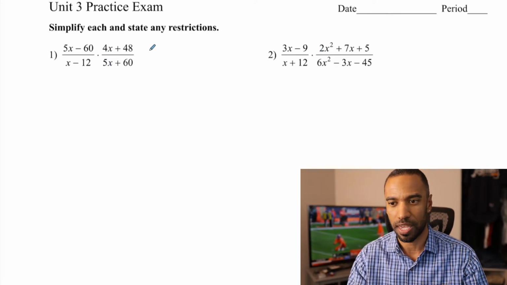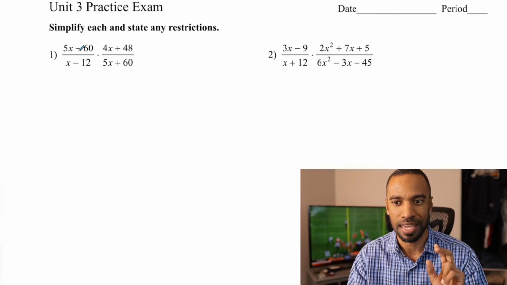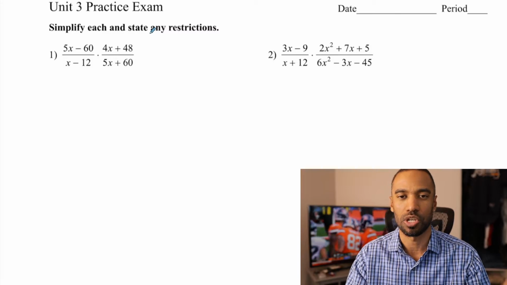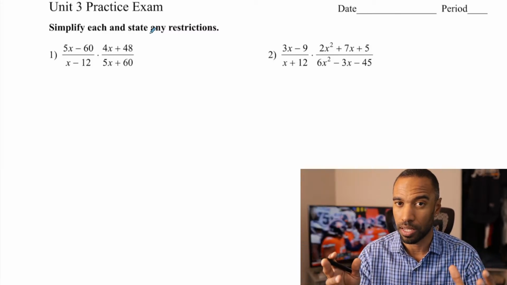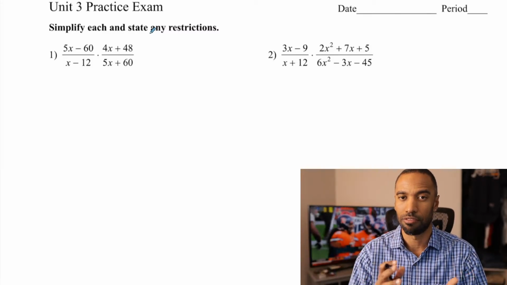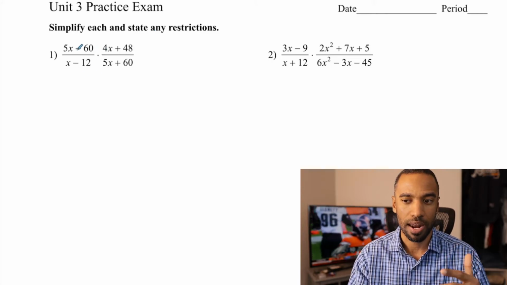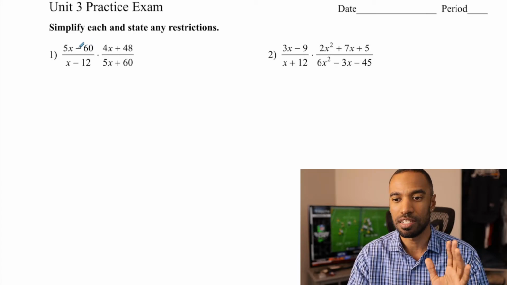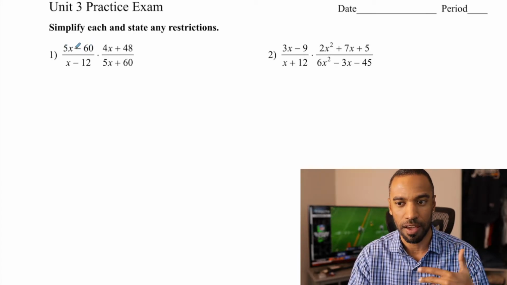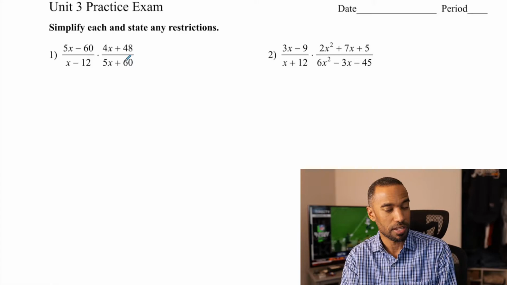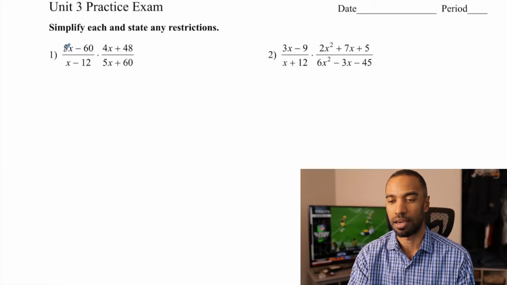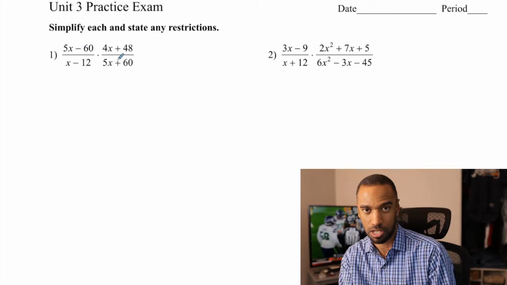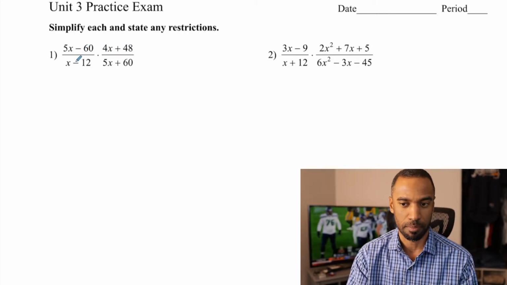We have 2 multiplication problems, numbers 1 and 2, where we simplify each of the expressions and state any restrictions. To simplify an expression will mean a couple things, including having this all written as a single fraction. Now, when it's written as a product of these 2 separate fractions here, that does not mean that we are not dividing things like 5x minus 60 isn't also dividing by 5x plus 60. Not that you can cancel anything out there, but just make sure that you understand that things that are on top on the left can divide on things on the bottom right, and things on the top right can divide by things on the bottom left.